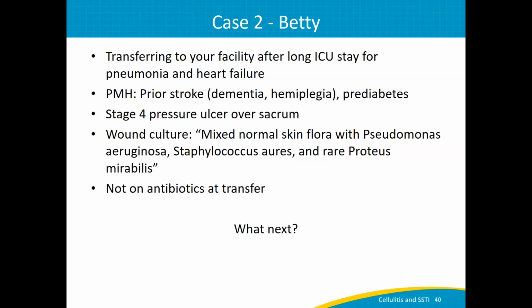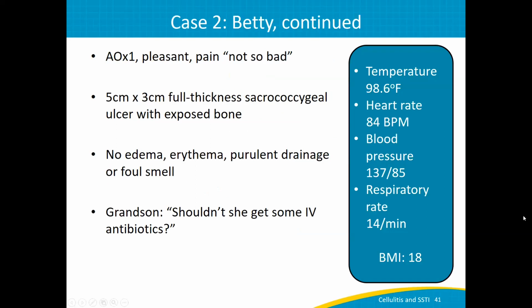Okay, so we have some votes for a go and assess, and we have some votes for get the culture results. Let's say that you do both. So you fax over your records request, and then you go to see her. So you check her vital signs, and her temperature is 98.6, heart rate of 84, blood pressure of 137/85 with a respiratory rate of 14. When you weigh her, you do calculate her BMI is 18. So she is underweight.